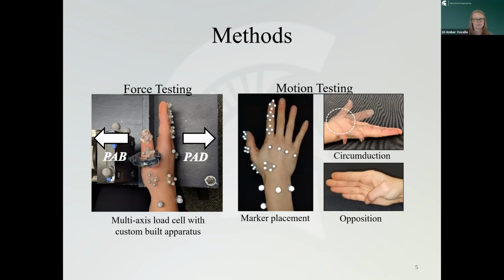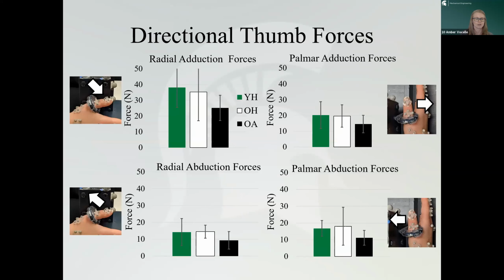Motion data was collected using reflective markers and a 7-camera motion capture system. We collected data during palmar abduction, adduction, radial abduction, adduction, as well as more complex motion tasks like repetitive circumduction, where the participant circumducted their thumb to enclose the largest area possible, and opposition. For both force and motion data, we would expect to see decreased abilities with age and osteoarthritic status.